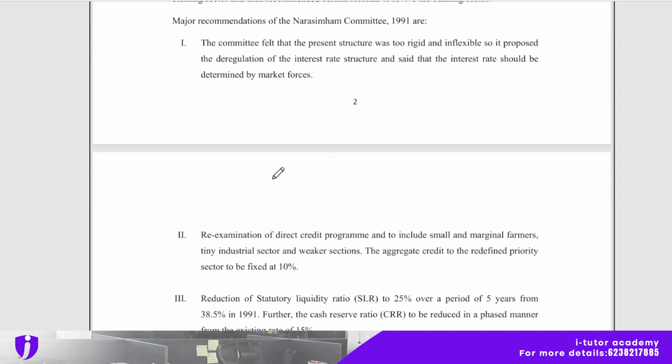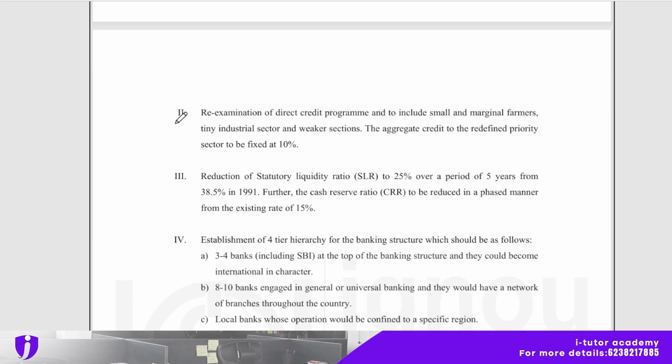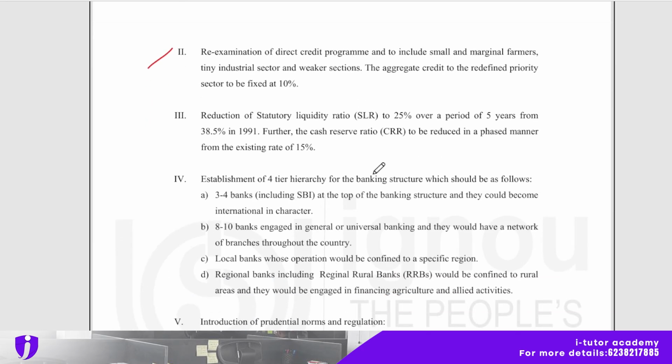Major recommendations of the Narasimha Committee 1991 are: the committee felt that the present structure was too rigid and inflexible, so it proposed the deregulation of the interest rate structure and said that the interest rate should be determined by market forces. And the next is re-examination of the direct credit program and to include small and marginal farmers, the tiny industrial sector and weaker sections.